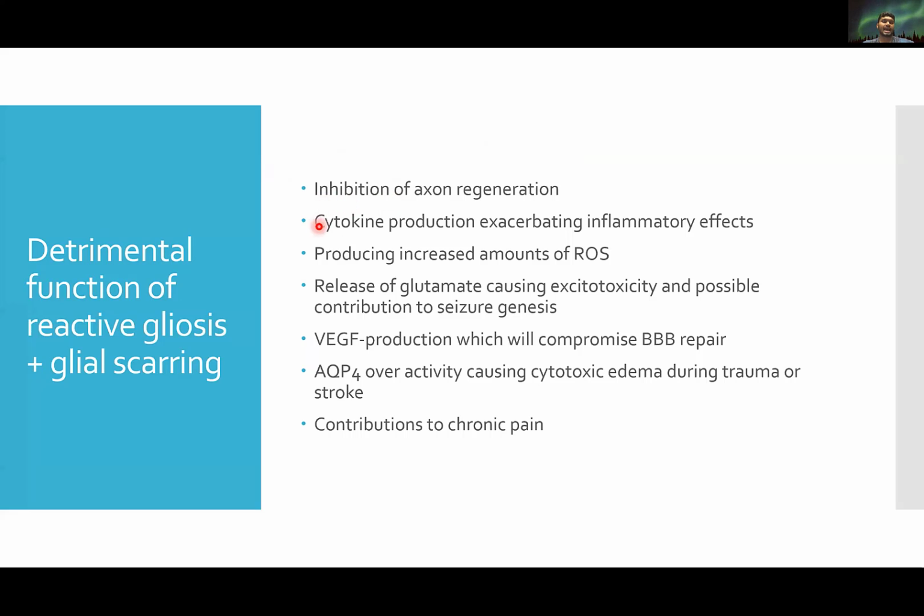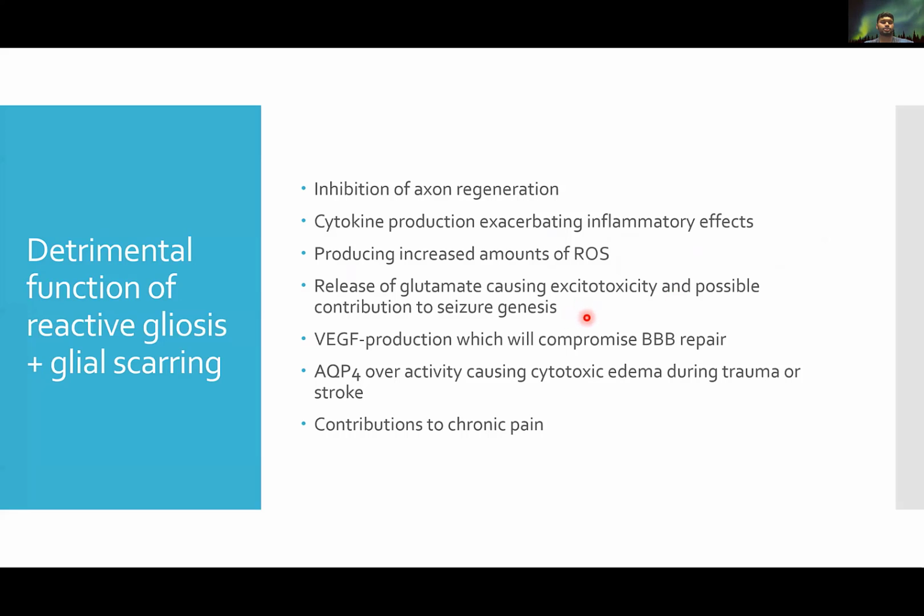Secondly, as we said, it can have inflammatory effects and produce cytokines, which, if it's chronic, can cause more damage to even the healthy tissue and can be a triggering factor for neurodegenerative diseases. It can also produce increased amounts of ROS. This can be due to the effects of the inflammation. This can be due to the effects of mitochondrial dysfunction as a result of the reactive gliosis. So a big issue here. And as we said in the previous slide, it can uptake, but it can also release the glutamate, which can cause excitotoxicity and possible contributions to seizure genesis via the same pathway we talked about in the previous slide.